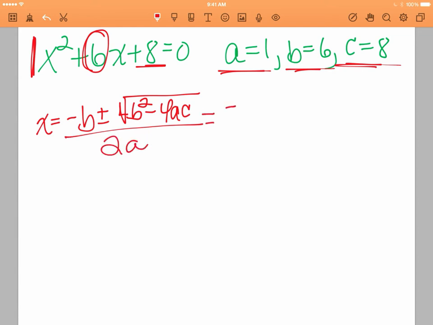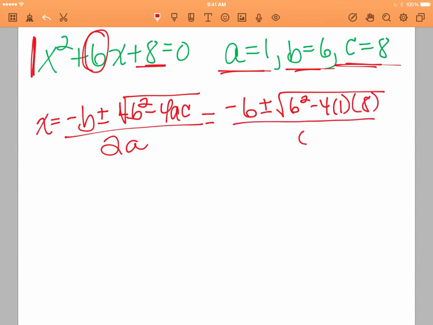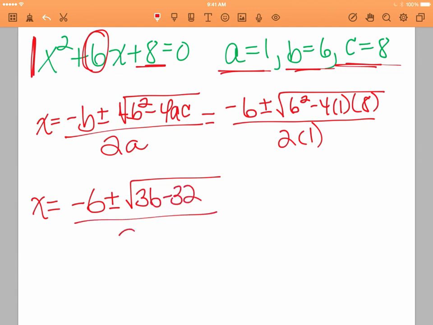So it's going to be negative 6 plus or minus the square root of 6 squared minus 4 times 1 times c all over 2 times 1. And then you simplify it. So x is equal to negative 6 plus or minus the square root of 36 minus 32 all over 2, which is negative 6 plus or minus the square root of 4 all over 2. And you need this plus or minus here because now you're going to get two answers.